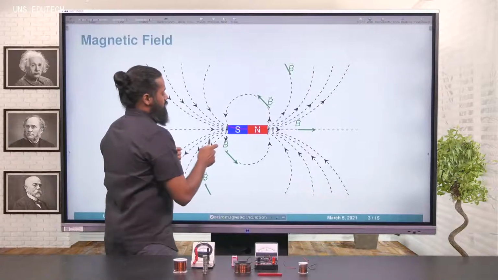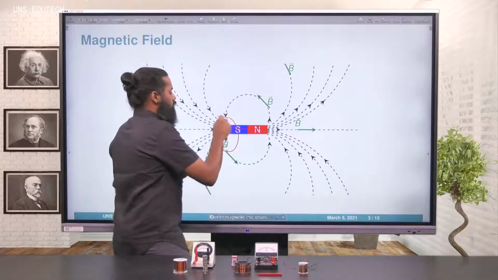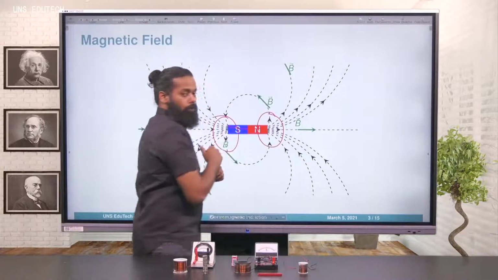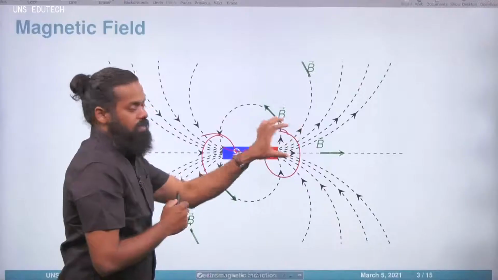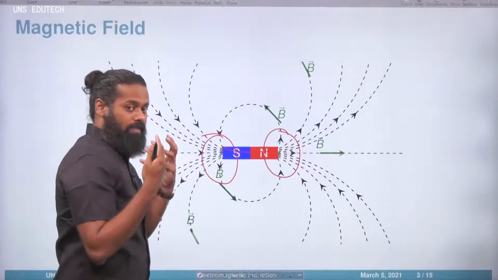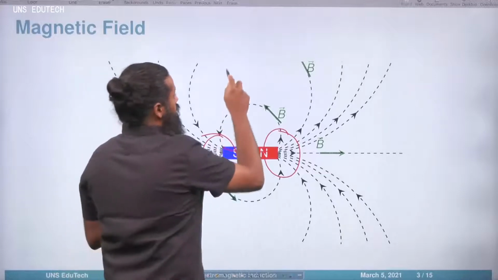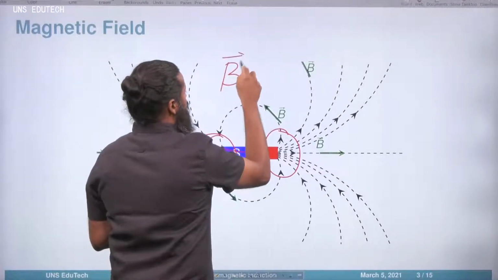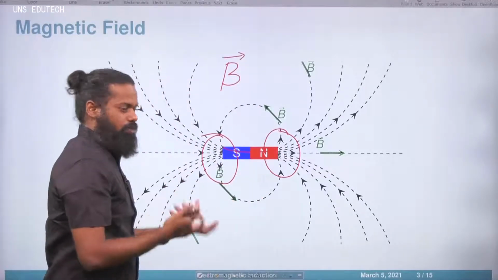Maximum concentration will be somewhere near the poles. These regions are called poles, and B is the quantity called the magnetic field. Remember, B is a vector quantity, which has direction as well as magnitude.